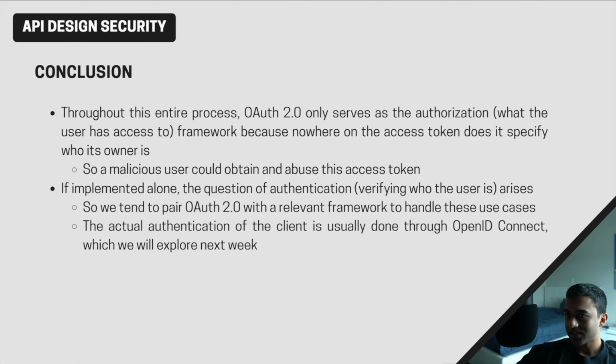Throughout this entire process, OAuth 2.0 only serves as the authorization framework, what the user has access to, because nowhere on the access token does it specify who the owner is, so a malicious user could obtain and abuse this access token. If implemented alone, the question of authentication, verifying who the user is, arises, so we tend to pair OAuth 2.0 with a relevant framework to handle these use cases. The actual authentication of the client is usually done through OpenID Connect, which we will explore next week.